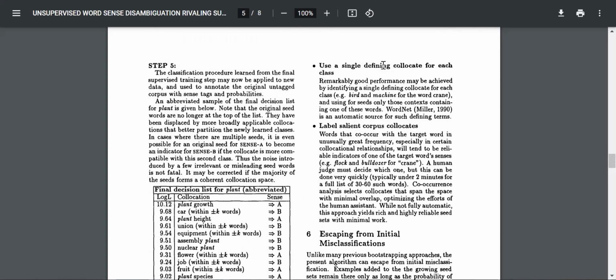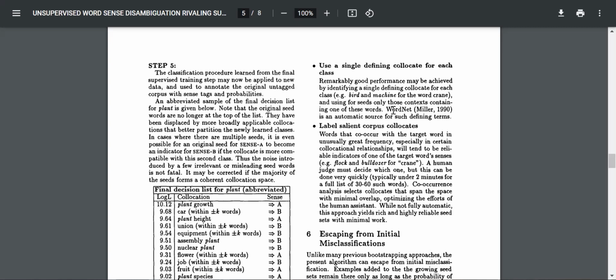Use a single defining collocate for each class. Remarkably good performance may be achieved by identifying a single defining collocate, so bird and machine for the word crane, and using these seeds for contexts containing one of these words. So WordNet is an automatic source for such defining terms.